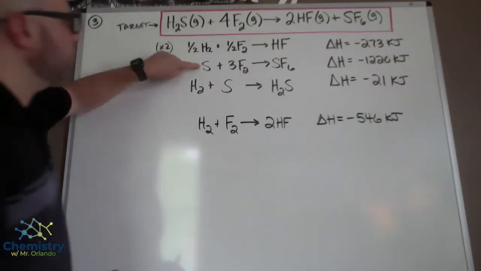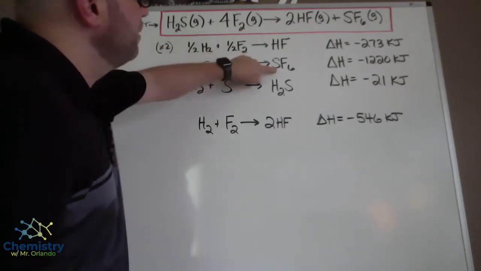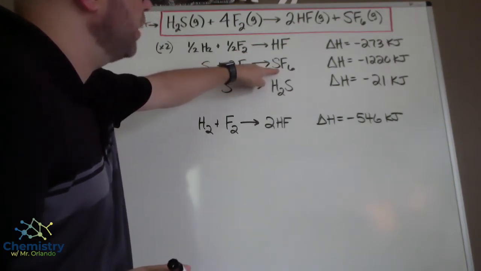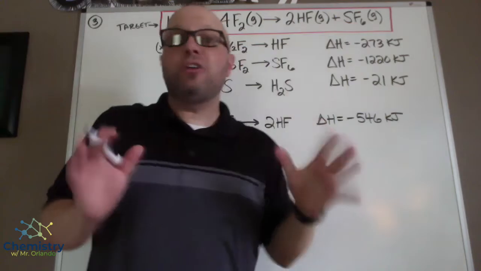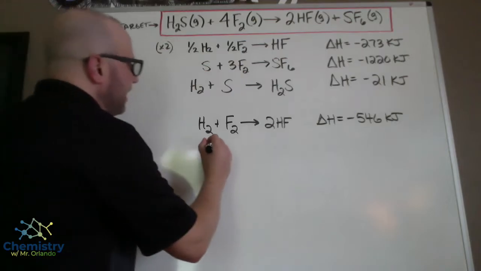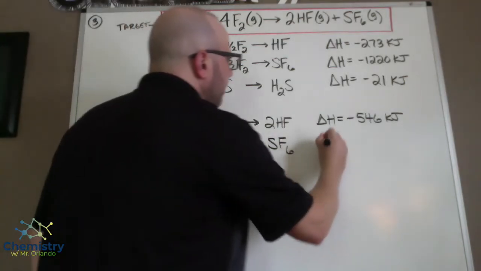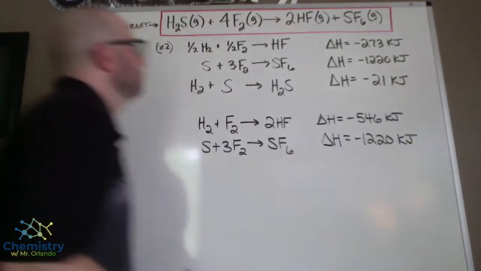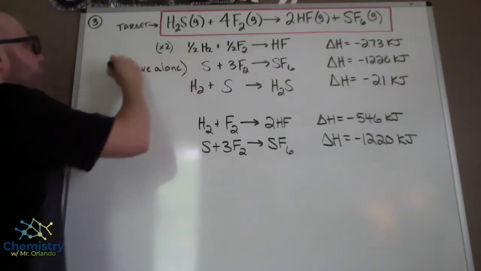Okay, if I look at my second equation, I'm not going to look at S, not going to look at F2 because that's involved in multiple spots, but I can look at SF6. I have one SF6, sulfur hexafluoride, on the right side, and I have one sulfur hexafluoride on the right side. So I don't need to do anything to this equation. I could just recopy it along with its delta H value. So I get S plus 3F2 goes to form SF6, and the delta H equals negative 1,220 kilojoules. So I'm just going to put a note here, leave alone, so don't do anything to that.